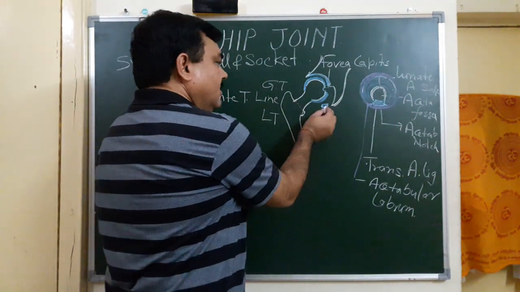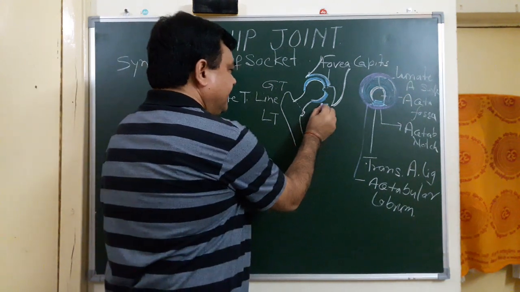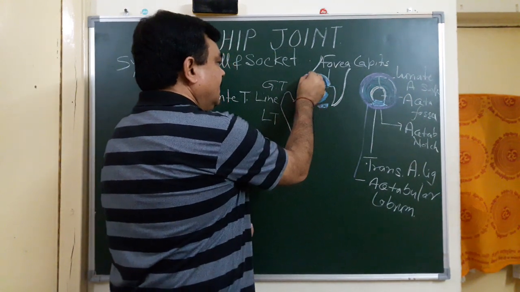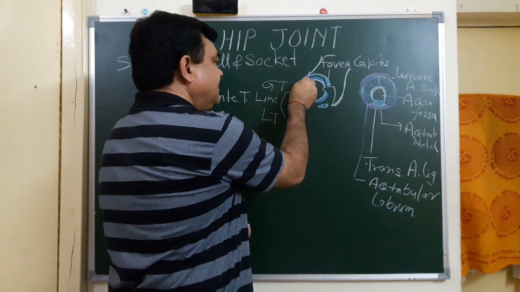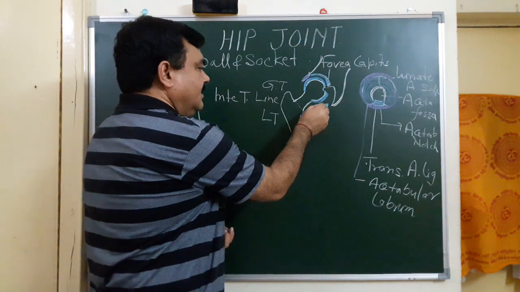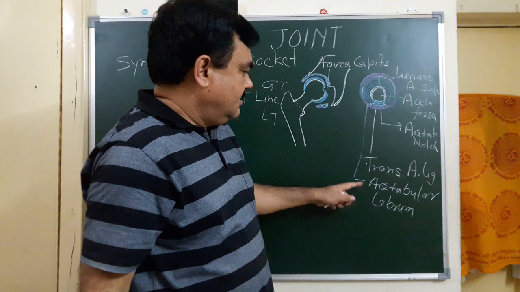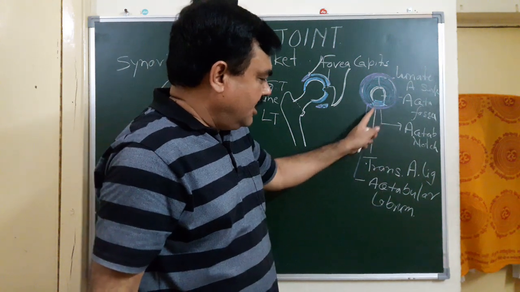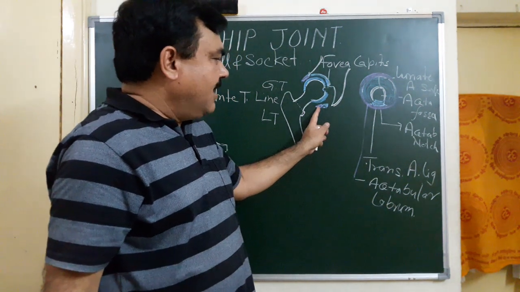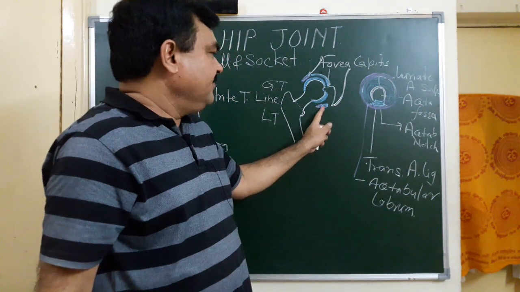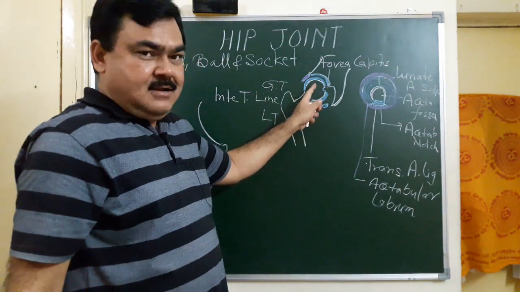Here, this portion lies here and here. This is the transverse acetabular ligament, and this is the acetabular labrum. So the acetabular labrum holds the head in position.